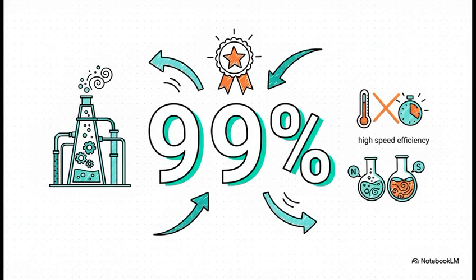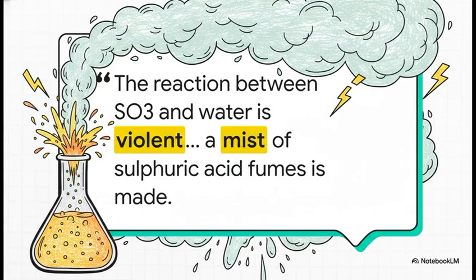This multi-stage process achieves an incredible yield of 99%. It perfectly solves that temperature dilemma, giving you both high speed and high efficiency. Just brilliant. So you'd think the last step would be easy, right? Just add water.